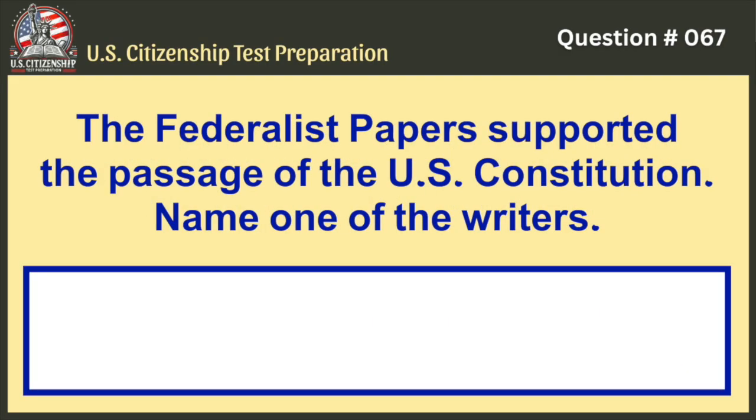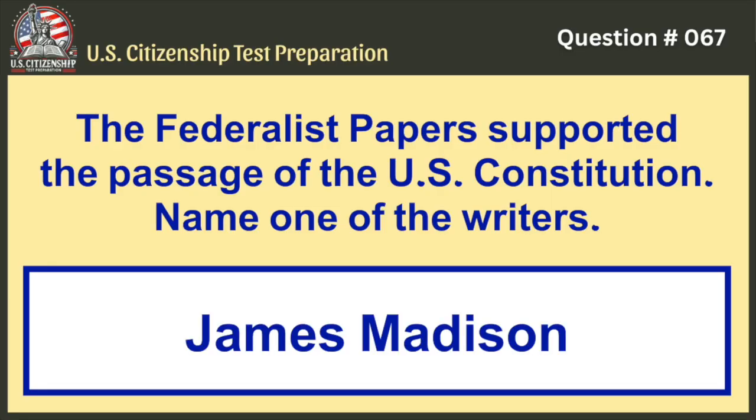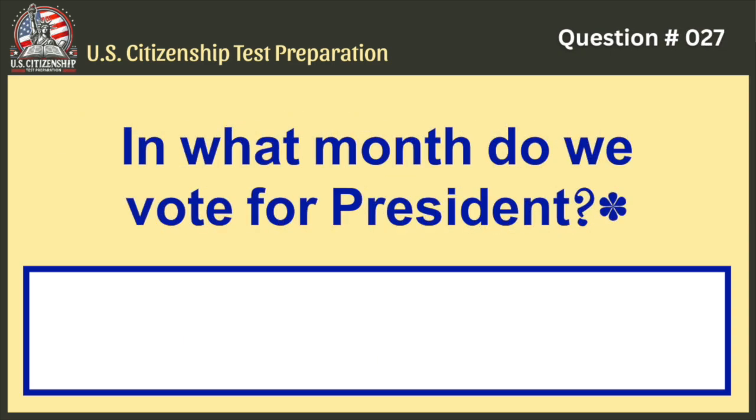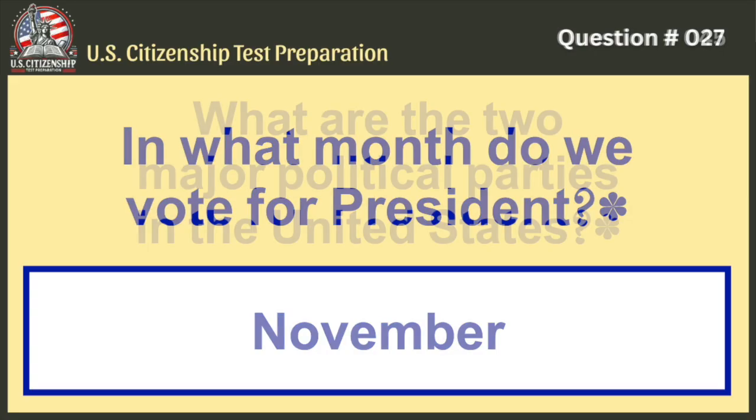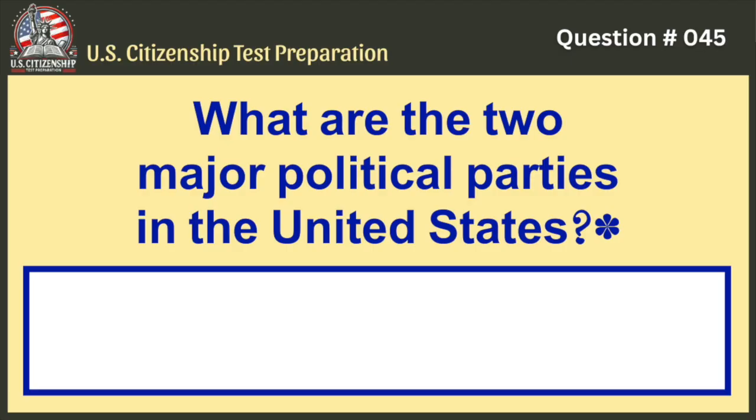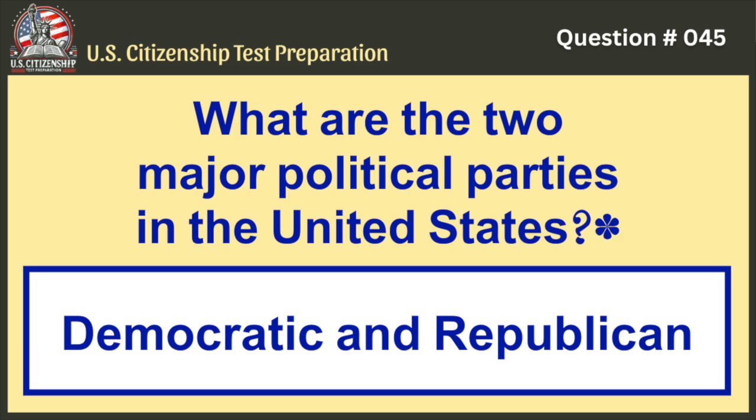The Federalist Papers supported the passage of the U.S. Constitution. Name one of the writers. James Madison. In what month do we vote for president? November. What are the two major political parties in the United States? Democratic and Republican.